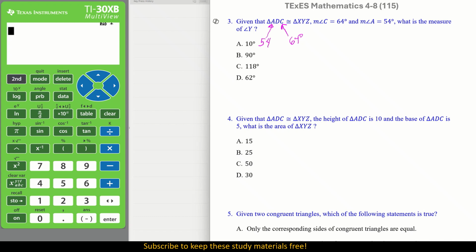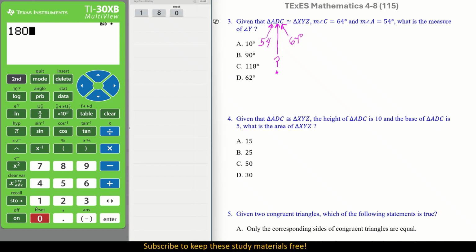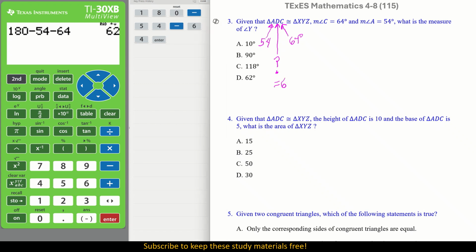Now, we need to ask ourselves, what would D be? All right. Well, we know the properties of a triangle, right? So we know all 3 of these have to equal 180. So that's simply taking 180 and subtracting the 2 we have given, 54 and 64. That gives us 62. Okay. Now you're going to say, wait a second. That doesn't give us angle Y. Yes, it does.